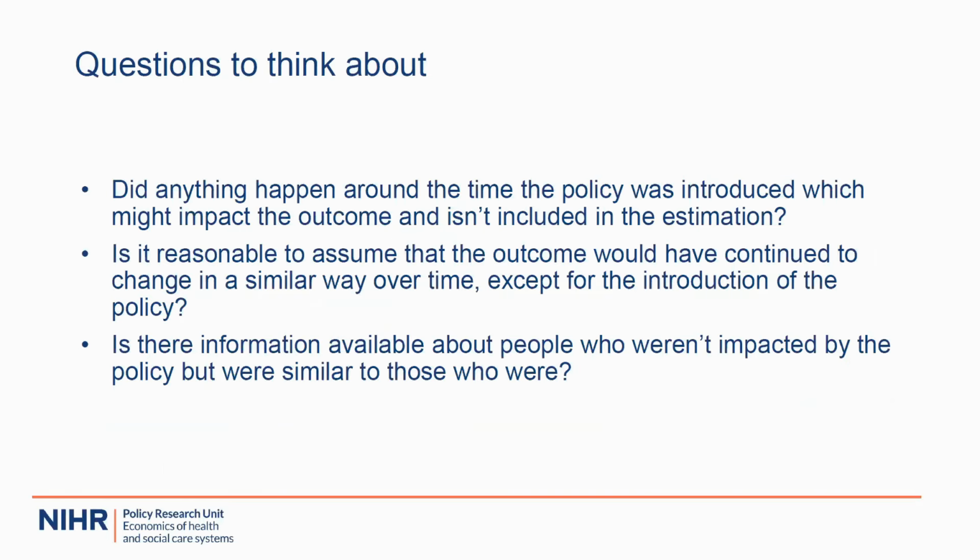So if that sort of method is presented to you, then there are a few key questions that we can think about. One is, did anything else happen around the time of the policy? Because we assumed that everything else was the same, that the trend in day case rate would have continued as it was. But if the policy came in and something else happened, then we can be less sure that the trend of the time before the policy would have continued.